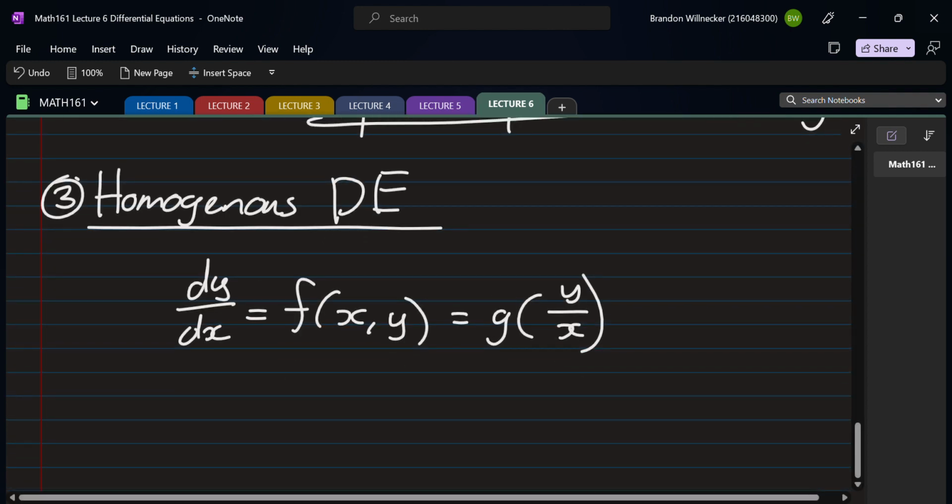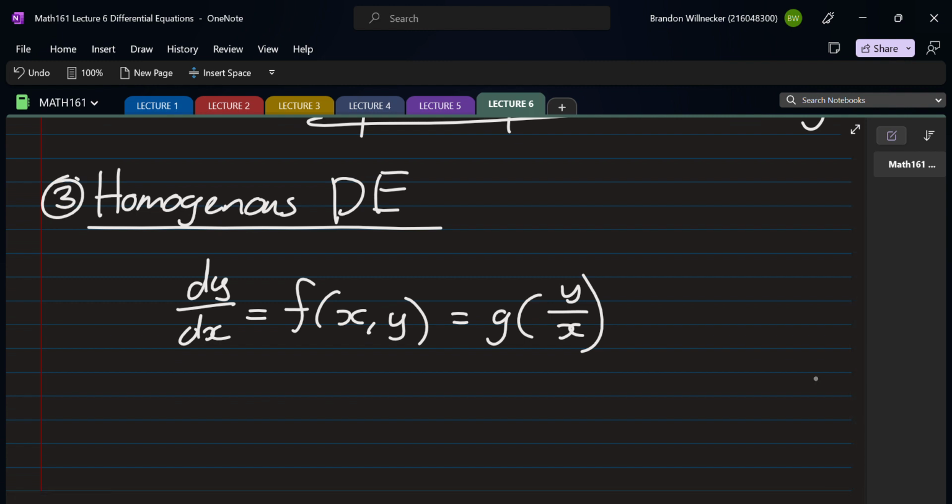Okay, so what can we do in this situation? Well, since we have this right-hand side being g(y/x), a single variable function, instead of f(x, y), which is two variables, what we can do is make a little change of variables to simplify this. So we can set u equal to y/x. So instead of working with two variables, we can work with a single variable function. So this will become g(u).